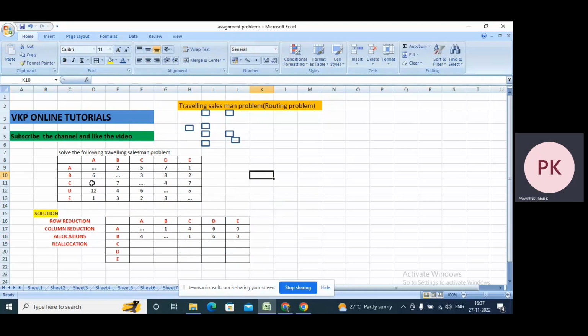Similarly, I'll go to the third row. This is my third row. The least element is 4, so we need to subtract the other elements by 4. So 8 minus 4 is 4. Then we have 7 minus 4 is 3. Diagonal element I will not consider, infinite. 4 minus 4 is 0. Then 7 minus 4 is again 3.